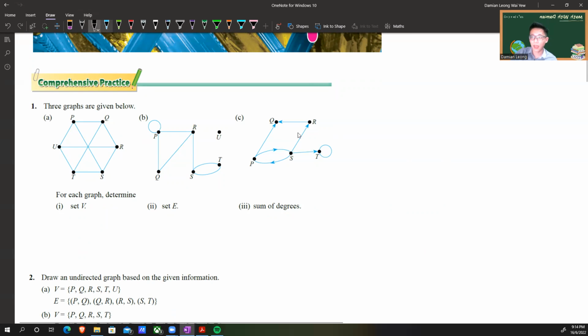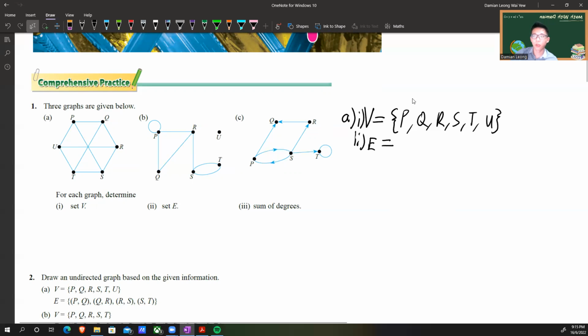If we look at A first, set V, I write it in set notation form. V equals, and we use this set bracket, and we just list out all the vertices that are inside, which are P, Q, R, S, T, U. These 6 vertices: P, Q, R, S, T, and U. That's the first one, set V. Second one, set E. Set E is basically all the edges.